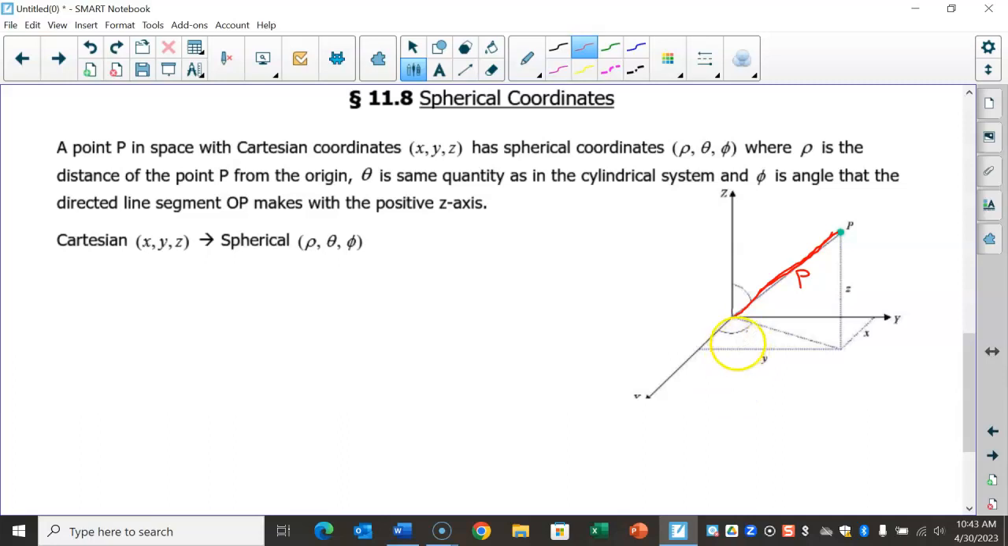The theta is the same as for cylindrical. So it's still going to be measured from the positive x-axis, and so we're going to just go ahead and move the angle out this way. And then phi is actually going to be the angle that's created with rho from the z-axis. And so these are the three components that we're going to be using to find a spherical coordinate. So basically we have our distance, how far it's shifted out from the x-axis, which is our angle, and then how far away from the z-axis. And so this is what the idea is going to be for this.